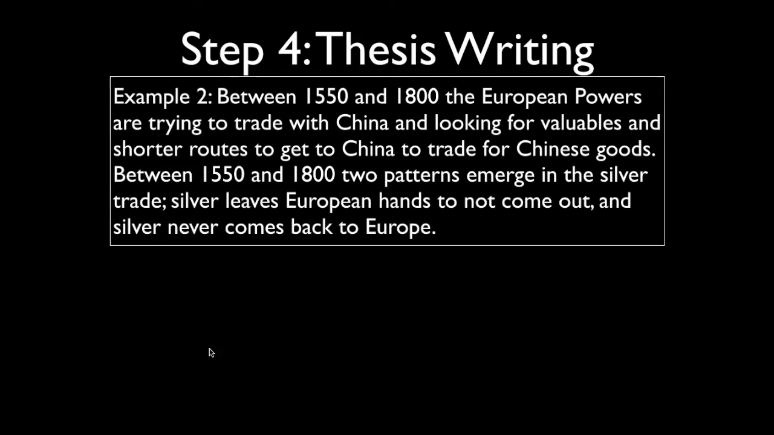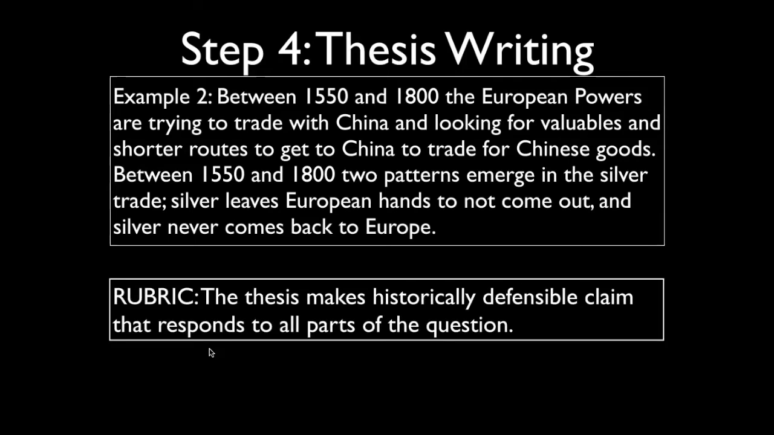Between 1550 and 1800, the European powers are trying to trade with China and looking for valuables and shorter routes to get to China to trade for Chinese goods. Between 1550 and 1800, two patterns emerge in the silver trade. Silver leaves European hands to not come out, and silver never comes back to Europe. All right, is this going to count as a thesis point? College Board looked at this one and said, is this a historically defensible claim that responds to all parts of the question? The answer is no, probably not.